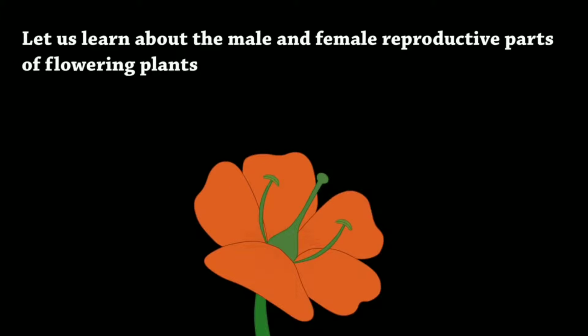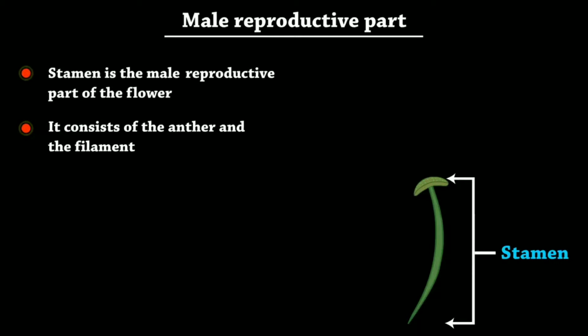Let us learn about the male and female reproductive parts of flowering plants. First, the male reproductive part. Stamen is the male reproductive part of the flower. It consists of the anther and the filament.